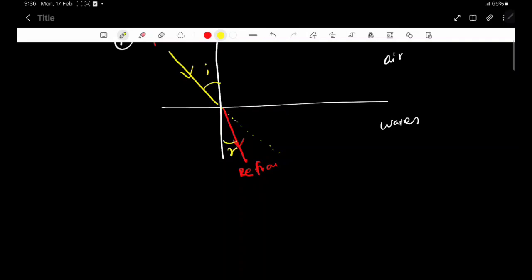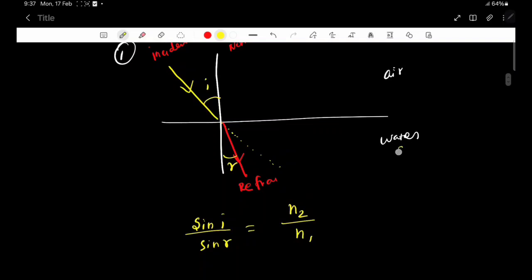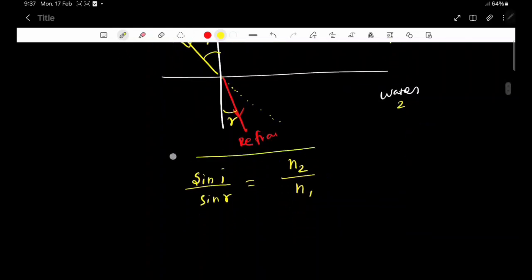So we can also call the second statement of the laws of refraction Snell's law. That establishes the relationship between the incident angle and the refracted angle. We can state Snell's law in the following way also: sine of the incident angle divided by sine of the refracted angle is equal to the refractive index of the second medium divided by the refractive index of the first medium. I am considering the water medium as the second medium and the air medium as the first medium, because the light ray is propagating from the air medium to the water medium. So that's why I number them in such a way. So this statement is called Snell's law.